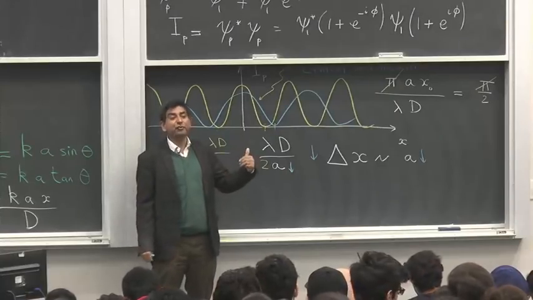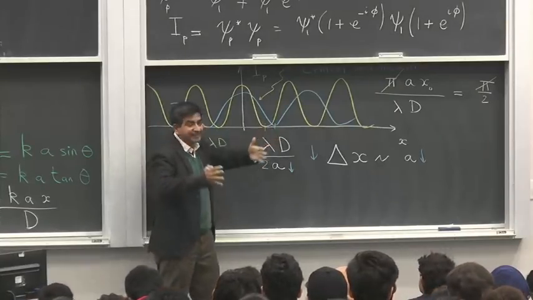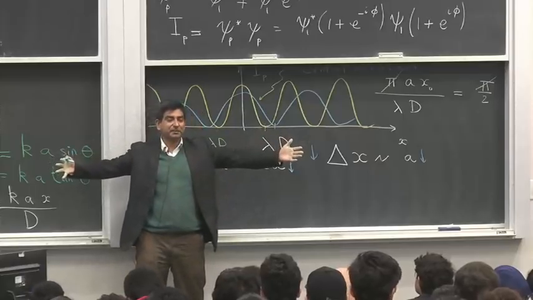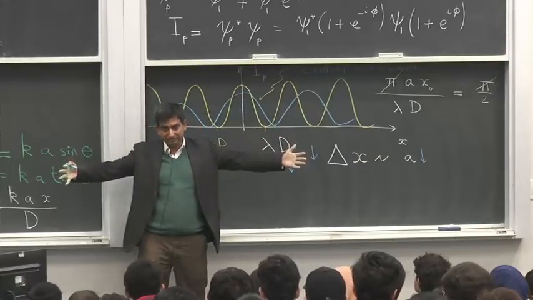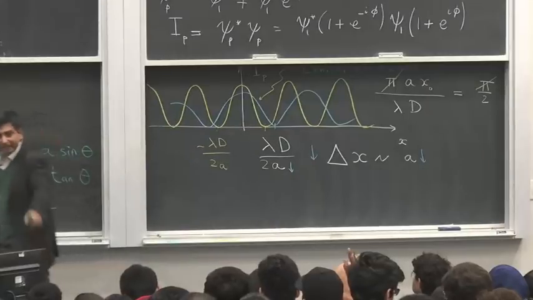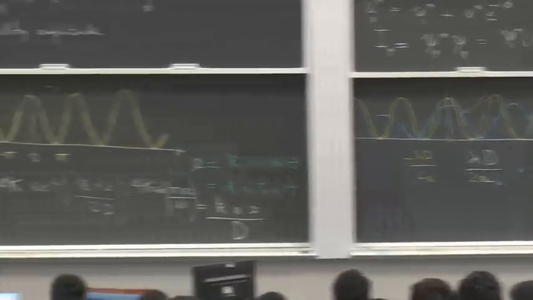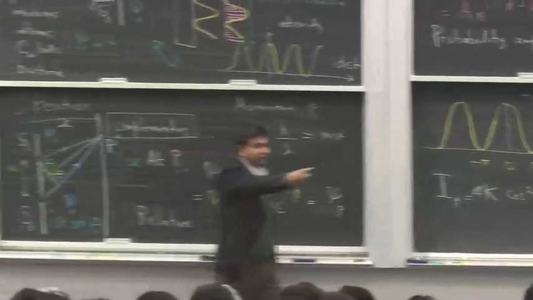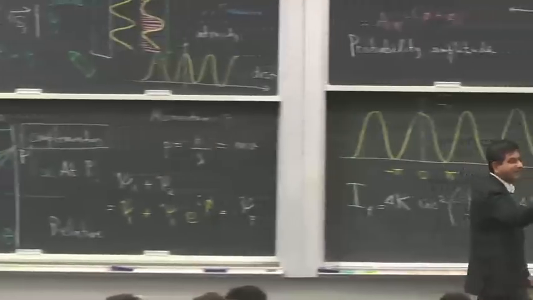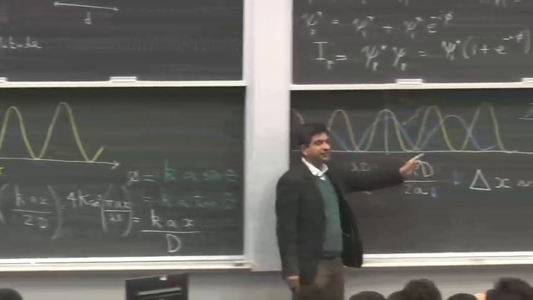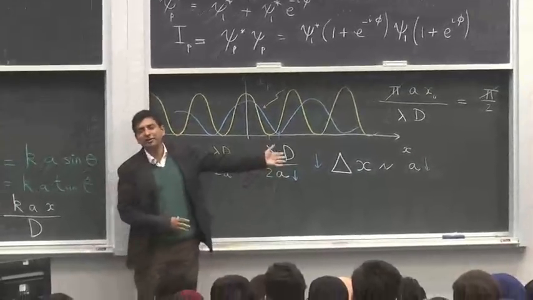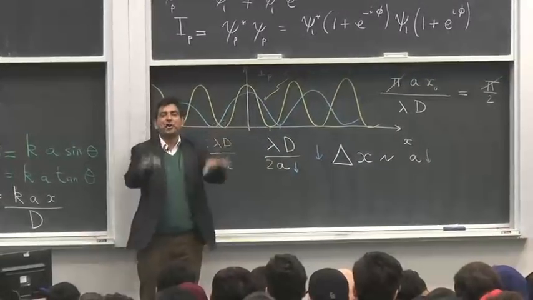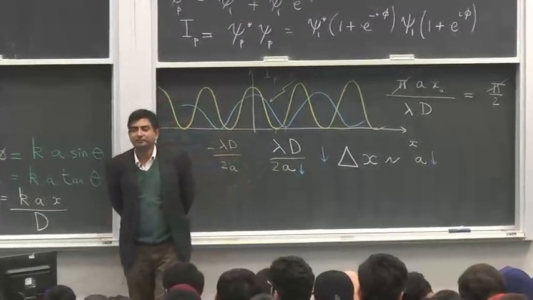Now what does this have to do with momentum? I have to link this width of the central maximum with the momentum. Let me do that now. Yes. Good question. I was anticipating this question. Why is the intensity decreasing? Why have I drawn the blue curve to be shorter in height than the yellow curve?